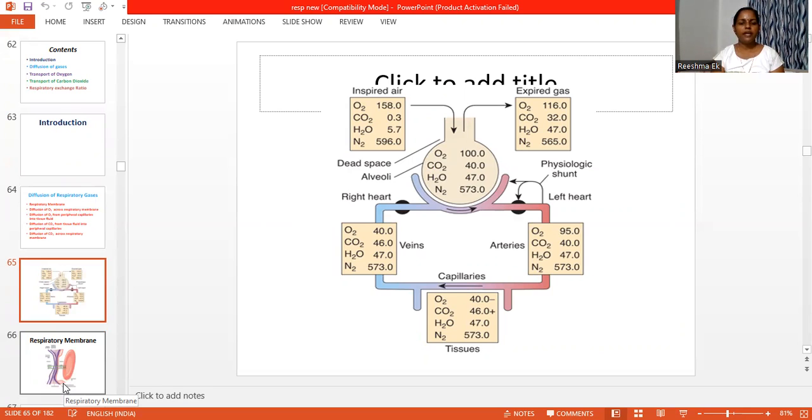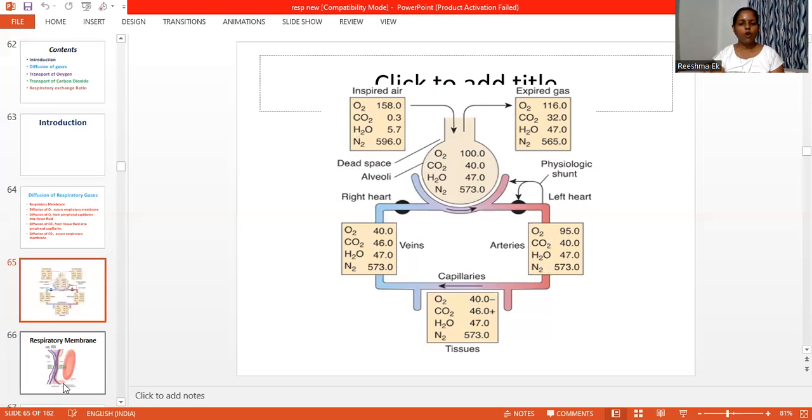First is about the inspired air. So the partial pressure of oxygen in inspired air is 158 mmHg and carbon dioxide is 0.3 mmHg. Then water is 5.7. Then nitrogen is about 596 mmHg. And in the case of expired air, oxygen is 116 mmHg, carbon dioxide 32 mmHg, water is 47, and nitrogen is about 565 mmHg.